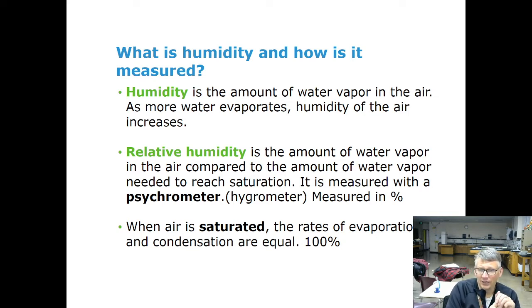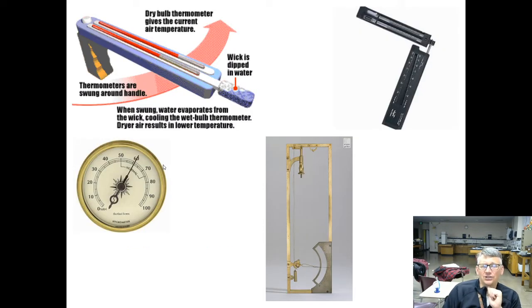So the relative humidity is measured in percentage, and when the air has all that it can hold, it is said to be saturated or 100%. And you use a psychrometer or a hygrometer. So a psychrometer is something that looks like this, and it is going to spin. Here's an expensive one, and here's a cheap one, and even the cheap ones are expensive.